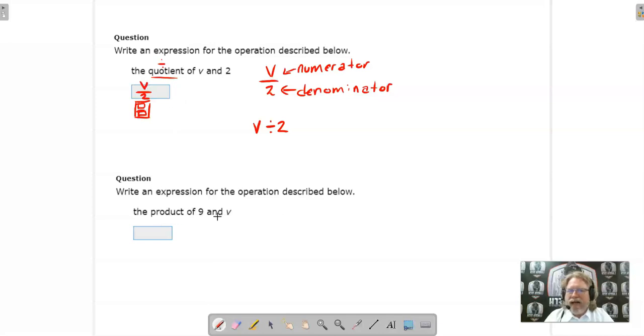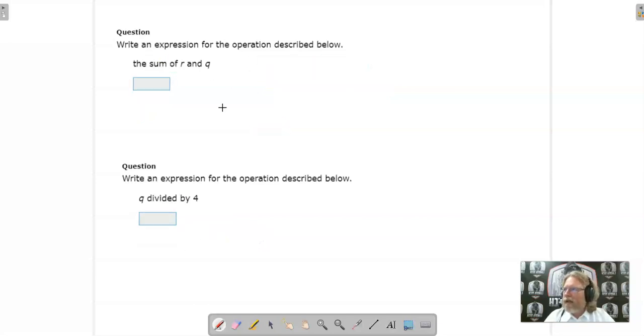The product of 9 and v, in this case, product refers to multiplication, so we could do 9 times v, or again, we could just simply say 9v. No operation sign, so we know it's multiplication, so it's 9v. Here we have the sum of r and q. Sum means to add, so we're just going to do r plus q.